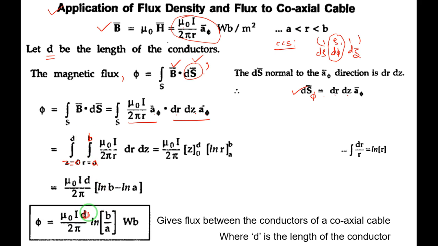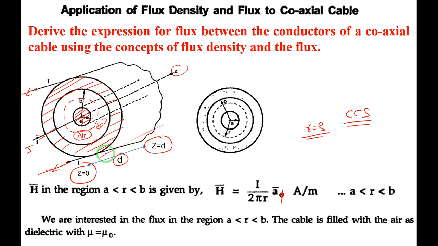As the length of the coaxial cable increases, what will happen? The magnetic flux will also increase, right? As the length of the coaxial cable increases, the intensity of the flux lines will also increase, right?